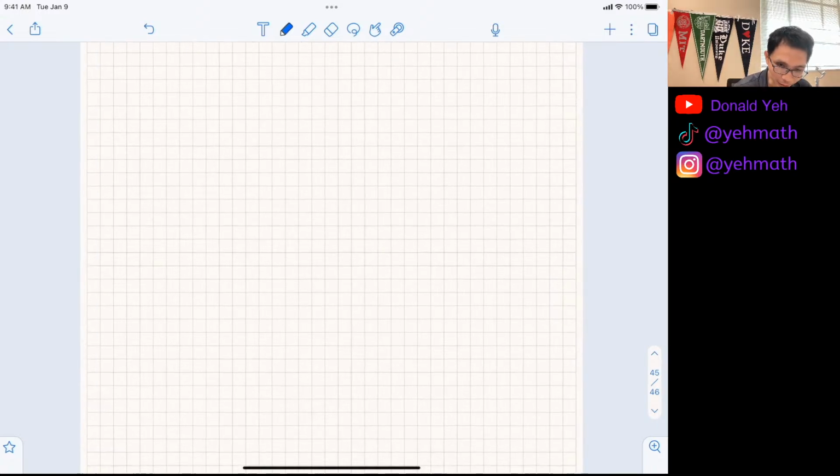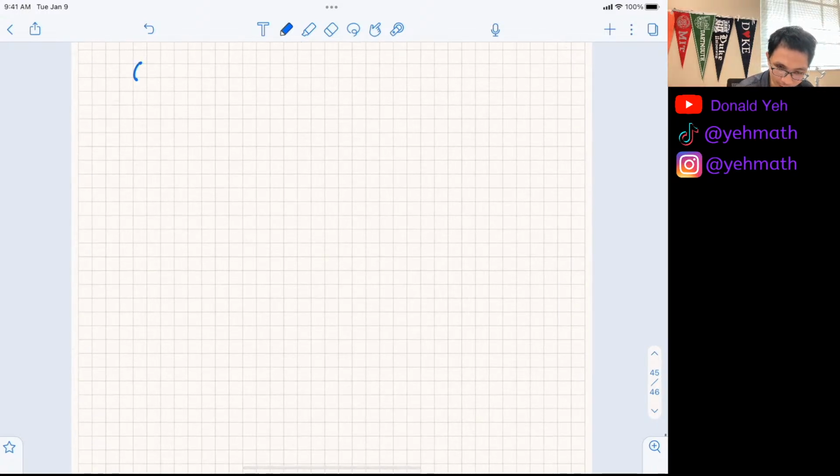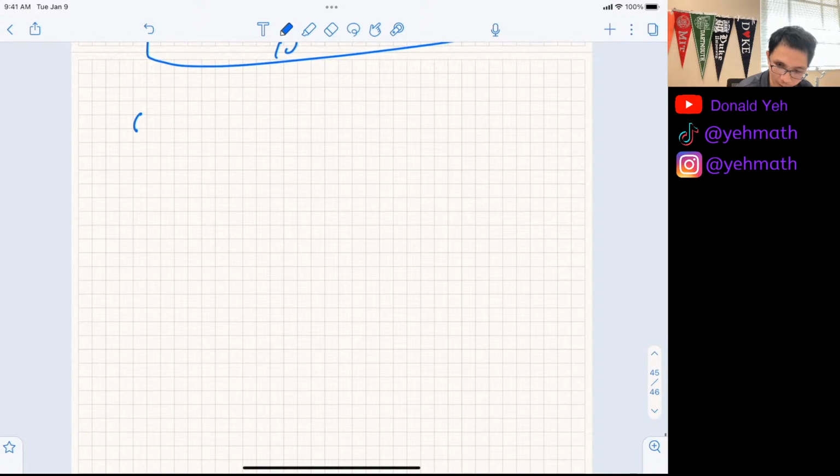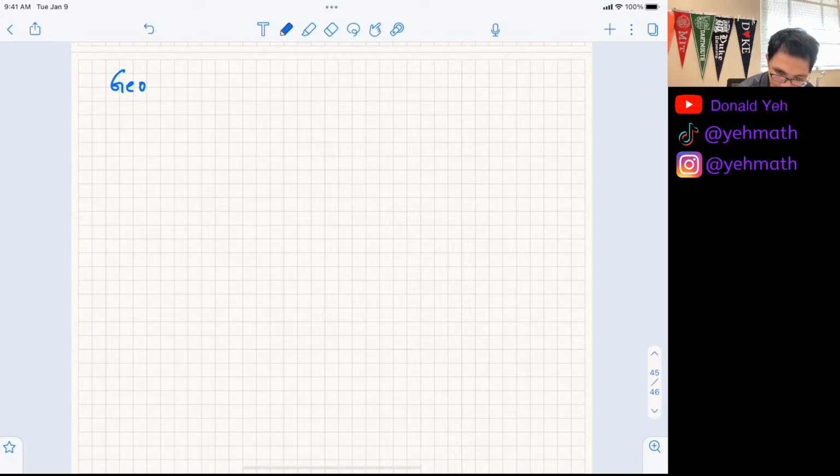All right. So what we're gonna do is talk about geometric integrals. This part's really easy, but a lot of people tend to screw up, and also the question could be more difficult.